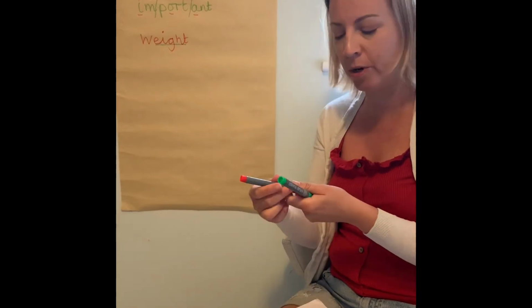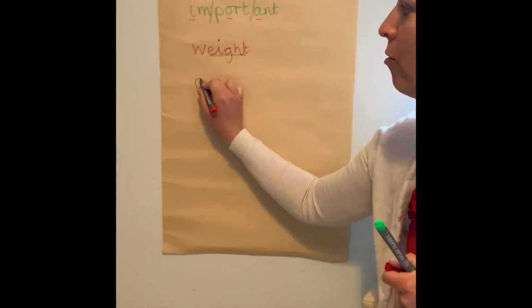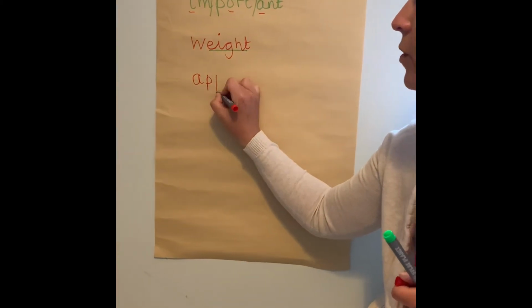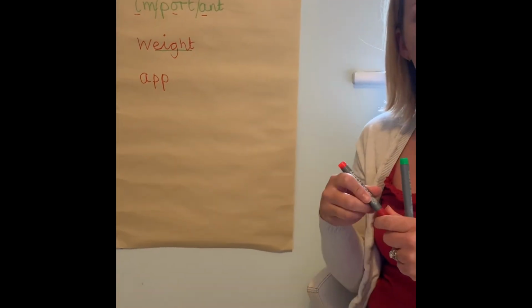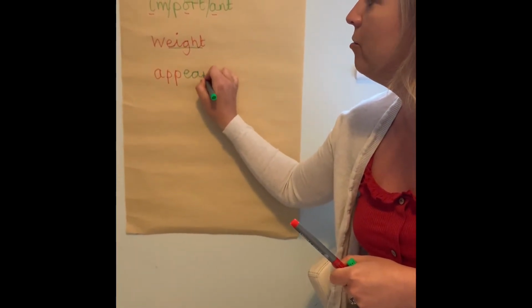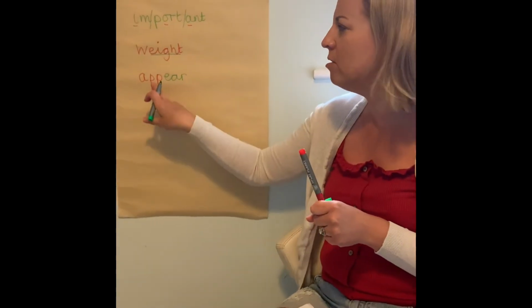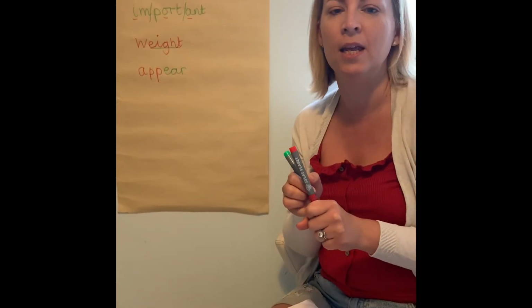Okay, my third word is appear. I'm going to do this in 2 colours. I've got a way of remembering it. Lots of you have got phones at home where you download the app, and sometimes then you put the phone to your ear. App to your ear. Appear, because lots of people forget there's a double P in appear.